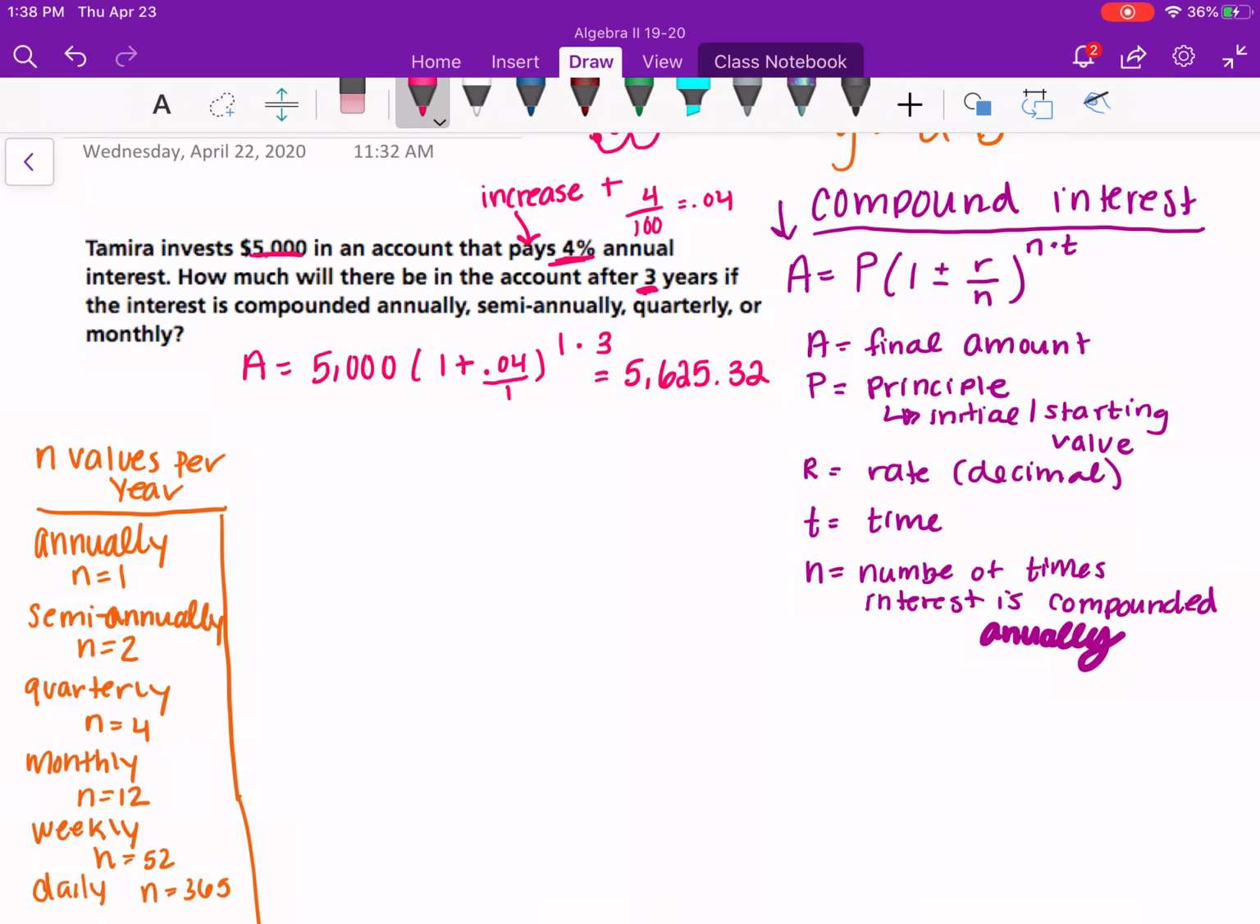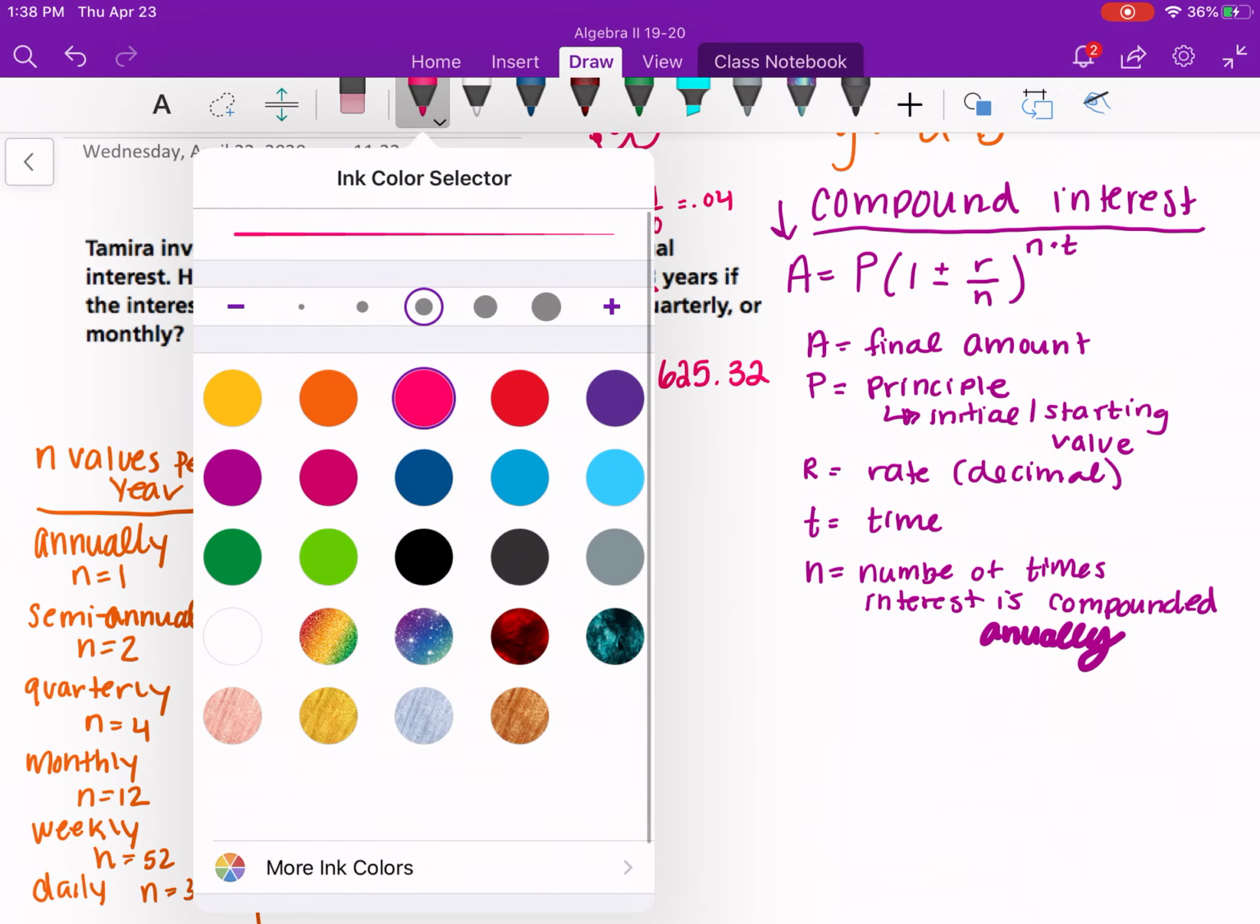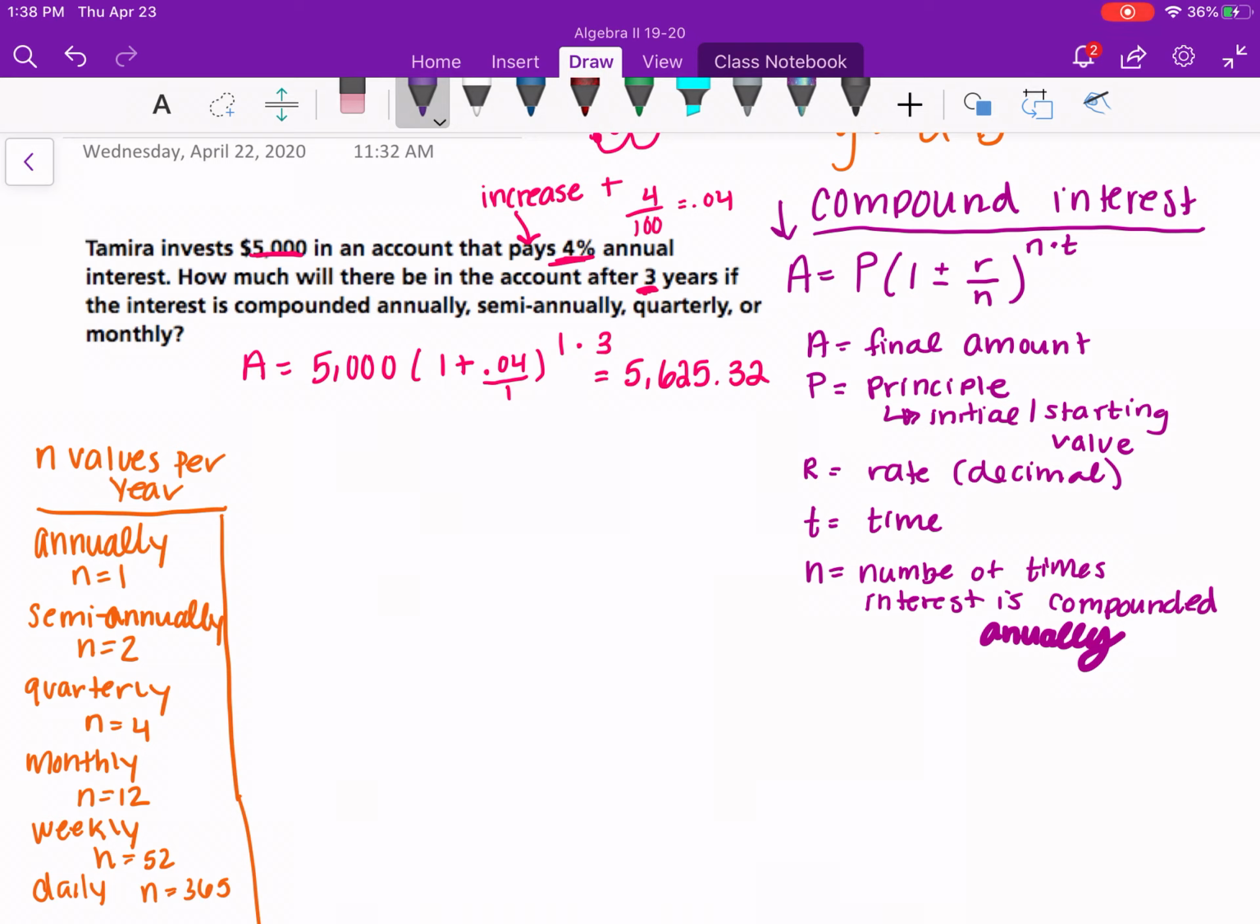So now let's find out if the interest is compounded semi-annually, if I get more or less money, quarterly more or less money, and then monthly more or less money. So again, I showed you how to do it in the calculator once. I'm just going to use the calculations I've already done. So 5,000 is still the initial, 4% is still the interest, but now if it's compounded semi-annually, that means n is 2. Semi-annually happens 2 times per year. So I run that through on my calculator and I get $5,630.81.